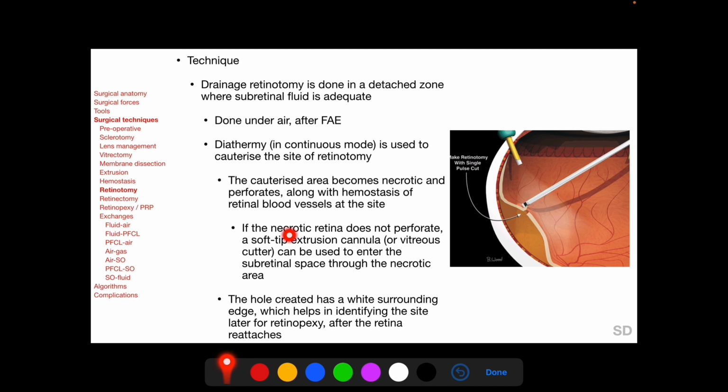And if necrotic retina does not perforate, a soft tip extrusion cannula or vitreous cutter can be used to enter the subretinal space through the necrotic area. The hole thus created has a white surrounding edge, which helps in identifying the site later following retinal reattachment for retinopexy.